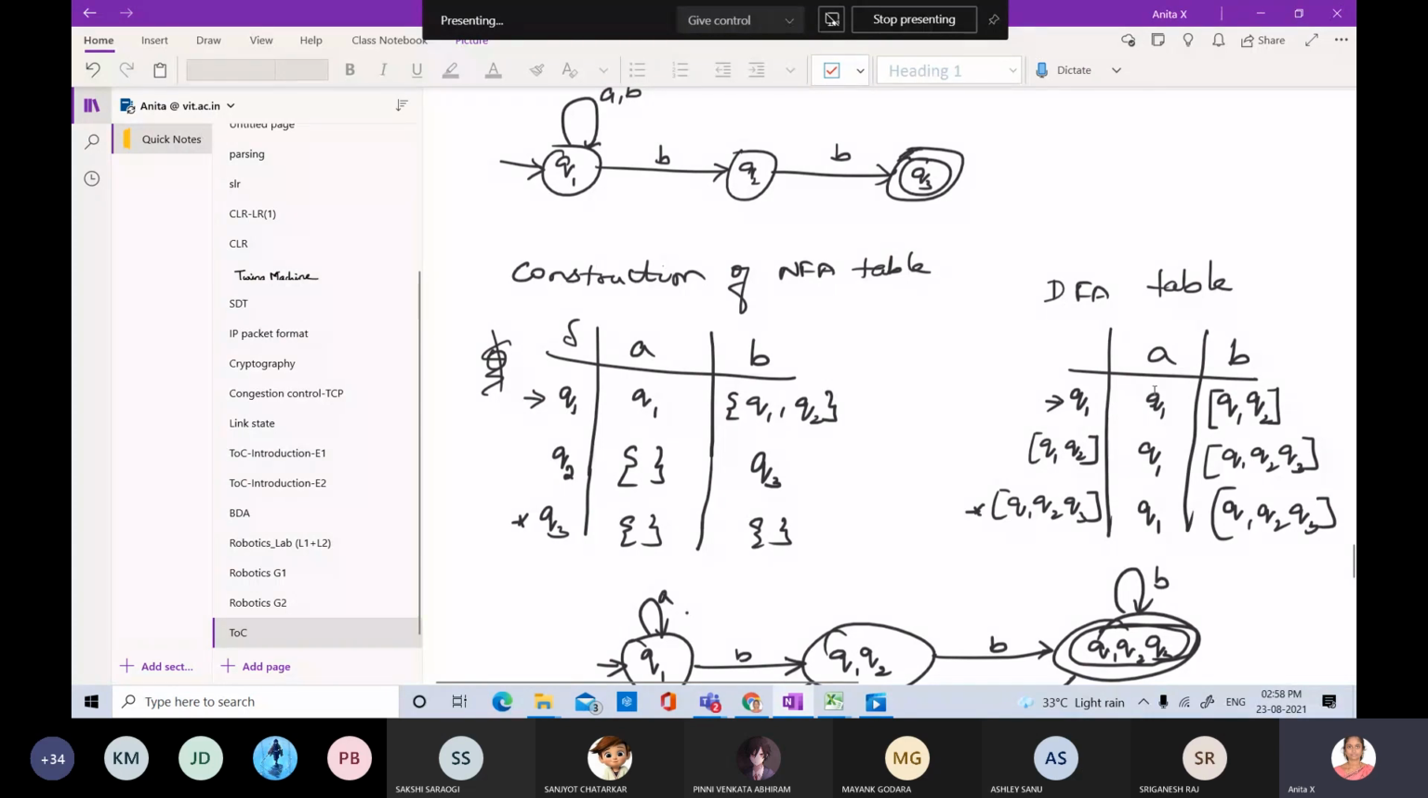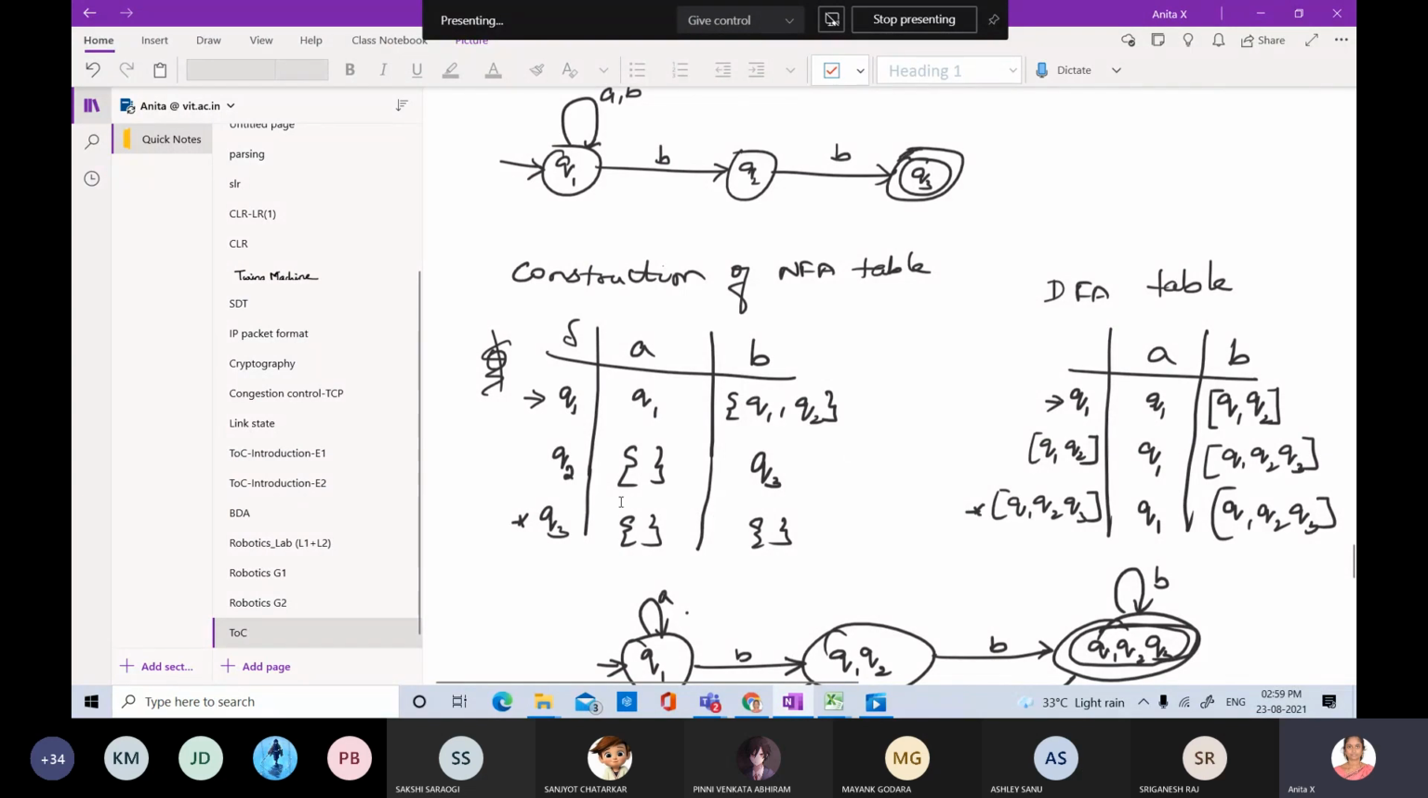Here Q1 is already visited, whereas Q1, Q2, we have not marked it here, right? So we have to make the entry for Q1, Q2. How to make the entry? Here Q1, Q2 is a new state. For input symbol A, the transition is going to be the union of Q1 on input symbol A and Q2 on input symbol A. So what is Q1 on input symbol A? Q1. Q2 on input symbol A, empty, right? So Q1 union empty is going to be Q1.